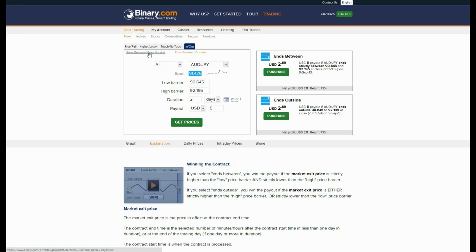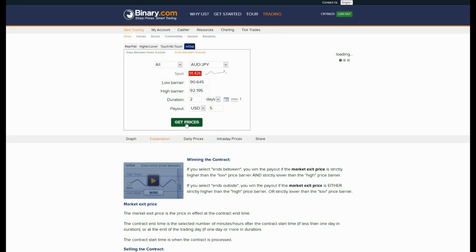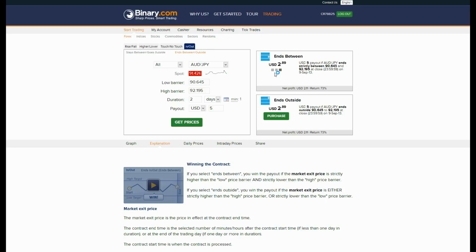In this example, let's select the ends between or outside trade. The important thing with this trade type is the market price at the end of the contract duration, not what happens before then. So in our example, let's choose the AUD JPY market, and we'll choose a duration of 2 days. We will then select our barriers and our payout, which is the amount we want to win. Click Get Prices and purchase the Ends Between option.